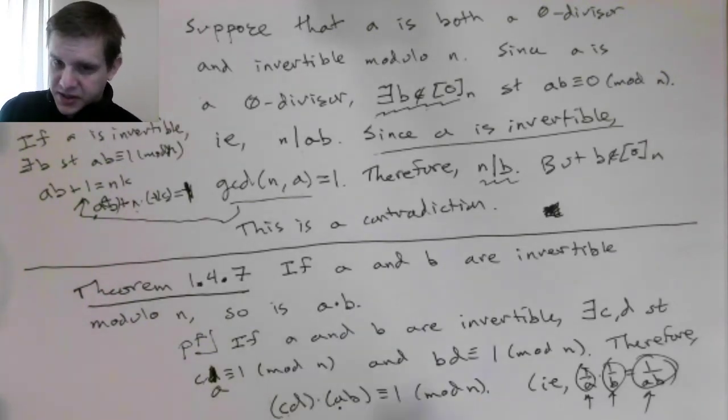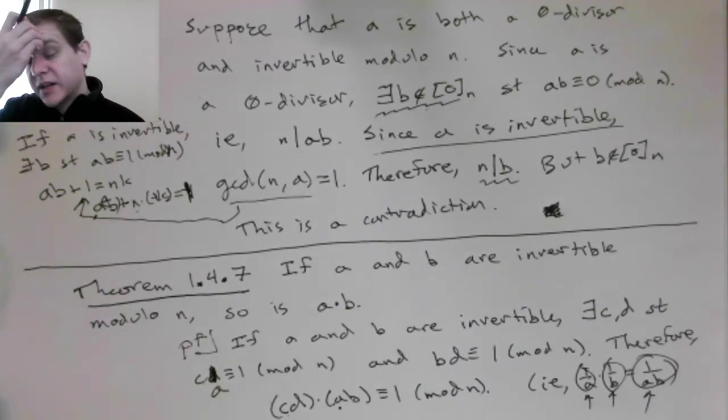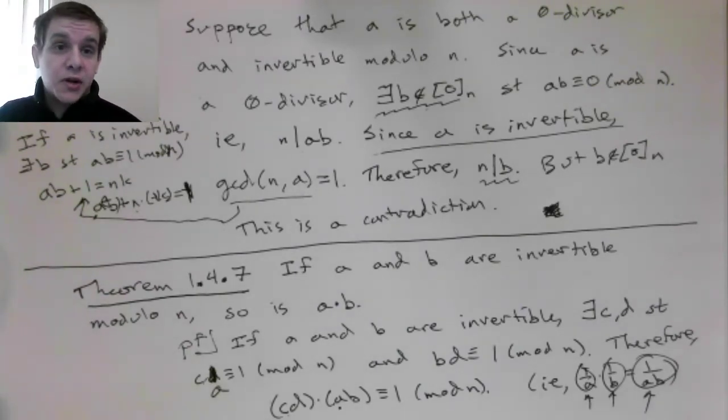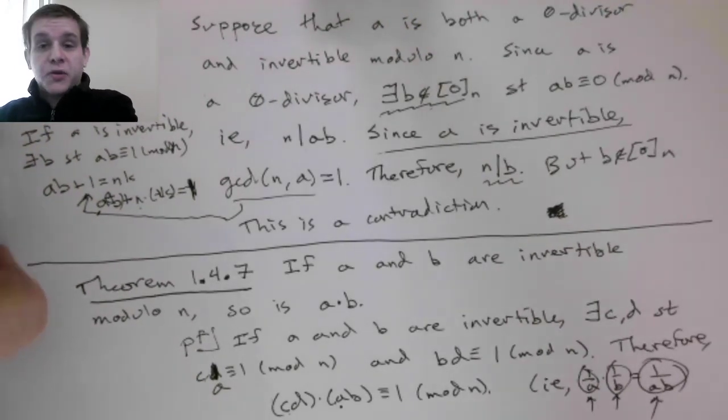So this theorem is not difficult to prove, but it's very important that when you multiply two numbers that are invertible, it's still invertible. And this will come back again later when we talk about groups, because the set of invertible elements will be a group.